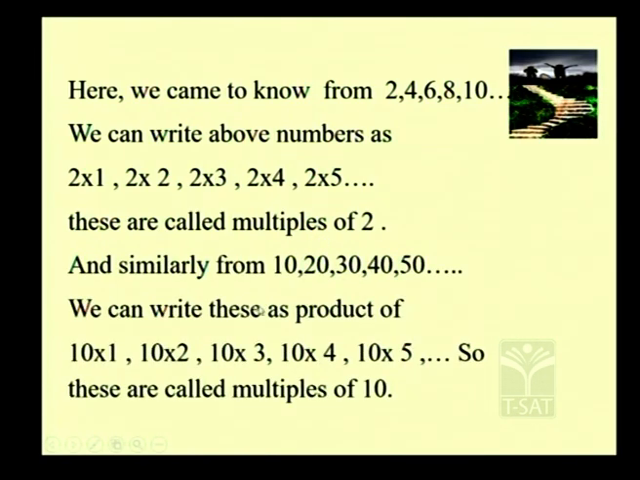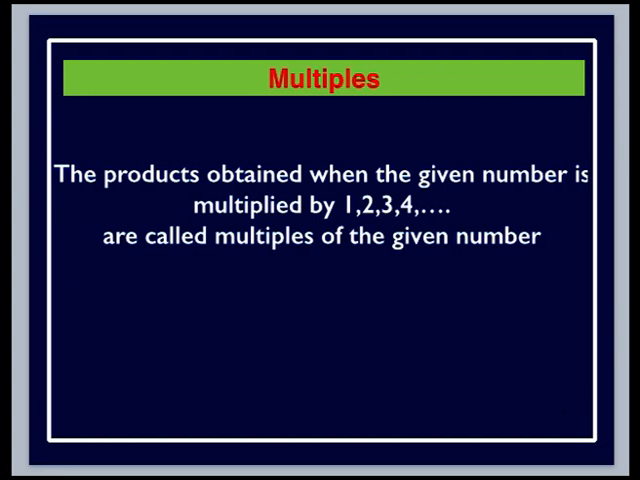And similarly, from 10, 20, 30, 40, 50, we can write these as products: 10 into 1, that is 10, 10 into 2, that is 20, 10 into 3, that is 30, 10 into 4, that is 40, and 10 into 5, that is 50, and so on. These are called multiples of 10. Here we are using the term multiples. What is the meaning of multiple? Let us discuss. A multiple of a number is the product obtained when the given number is multiplied by 1, 2, 3, 4, like that. Try to understand these multiples.